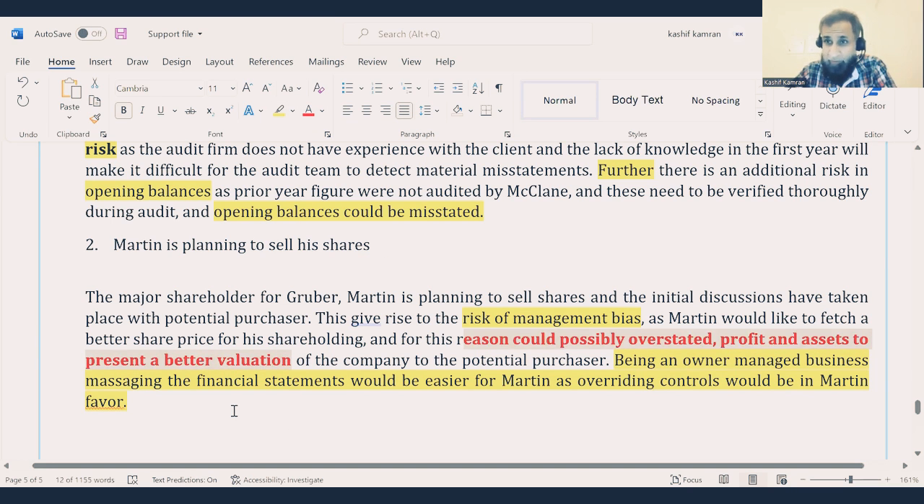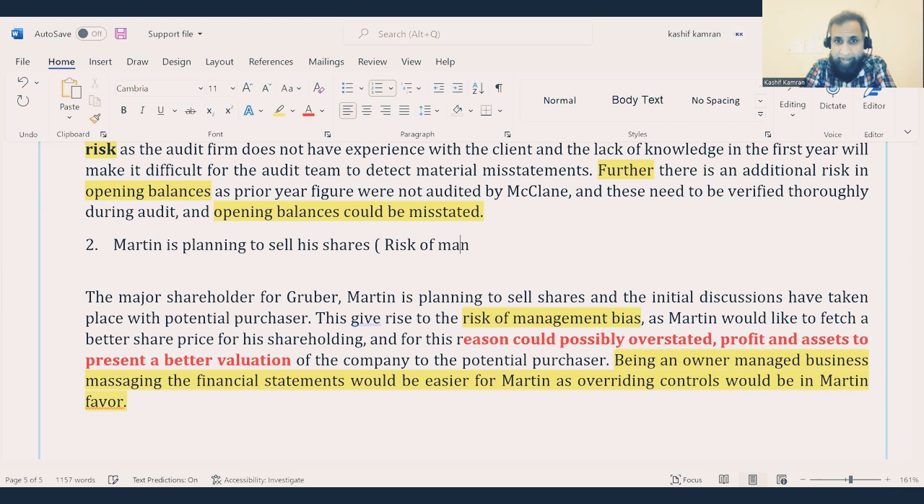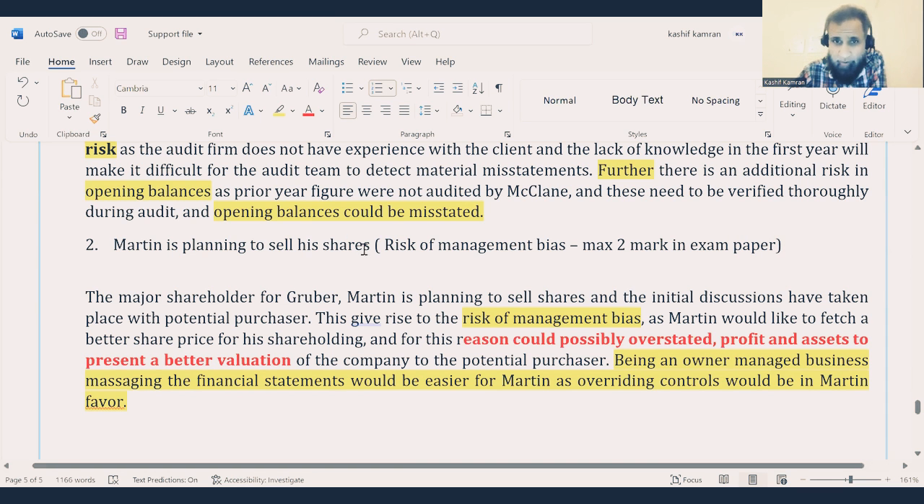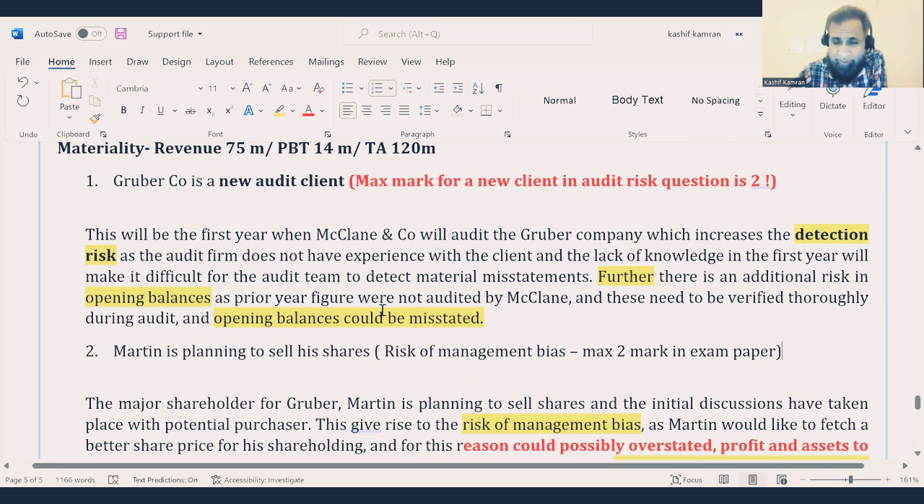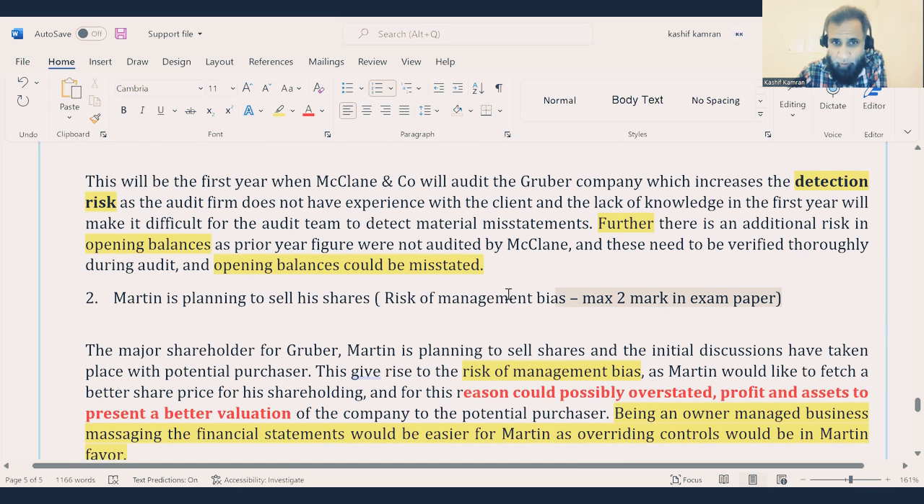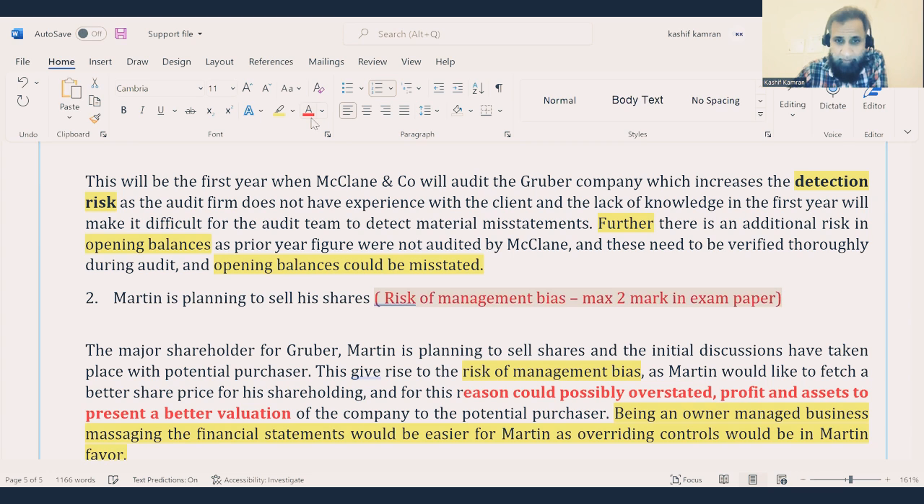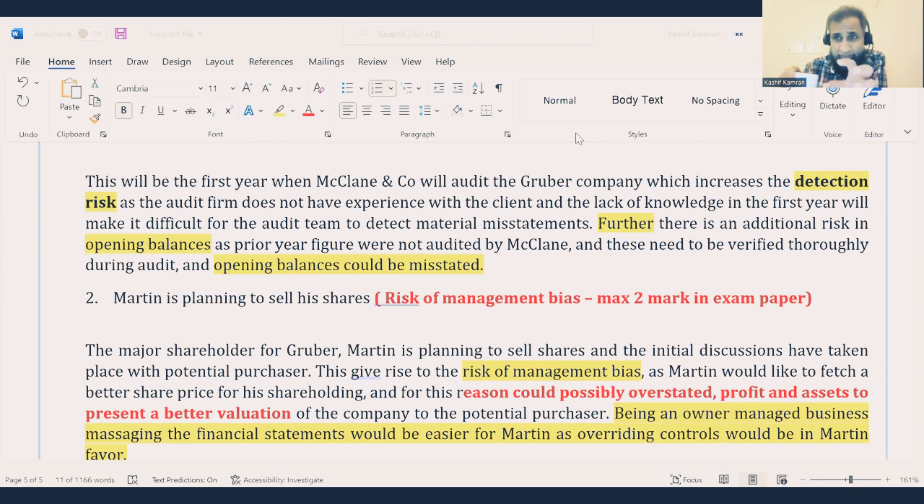So how many marks are there for management bias in the exam paper? Maximum 2 marks. Risk of management bias, whenever it comes in the exam paper, you cannot fetch more than 2 marks. That's what the examiner tells us. So you got 4 marks out of 24. I hope you're all clear with the first and second one. Should we move on to the next one? Okay, great. You will be getting this Word file, right? So don't worry about everything I'm writing here. I just wrote an answer during the break so it can save time during the live class.